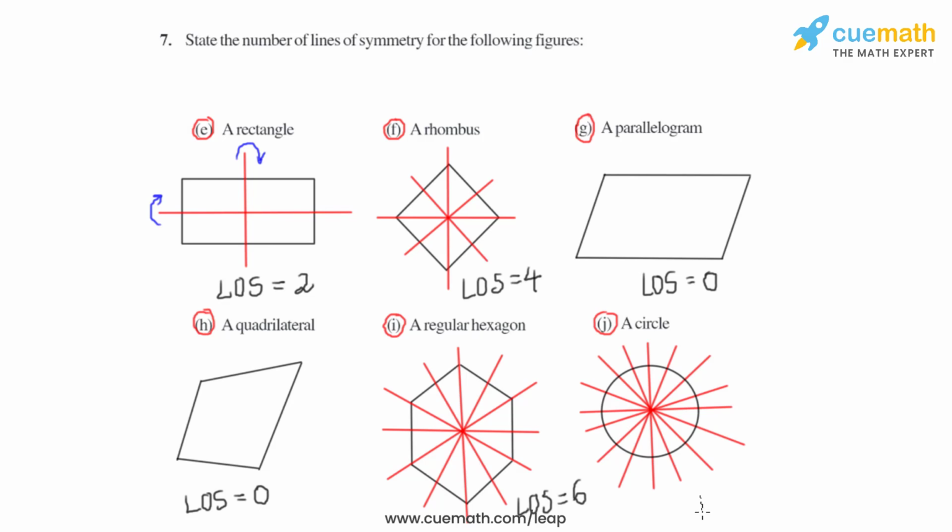So to give an answer, we can conclude that the number of lines of symmetry for a circle is infinity. This is the symbol used to represent the word infinity. So there are infinite lines through a circle, and all those infinite lines are lines of symmetry. As many lines as you can draw on a circle will all be lines of symmetry. So this is how we find the number of lines of symmetry for a set of figures, and this concludes the 7th question.